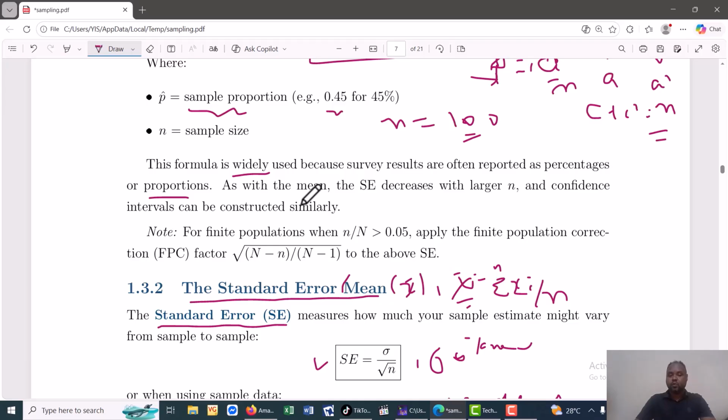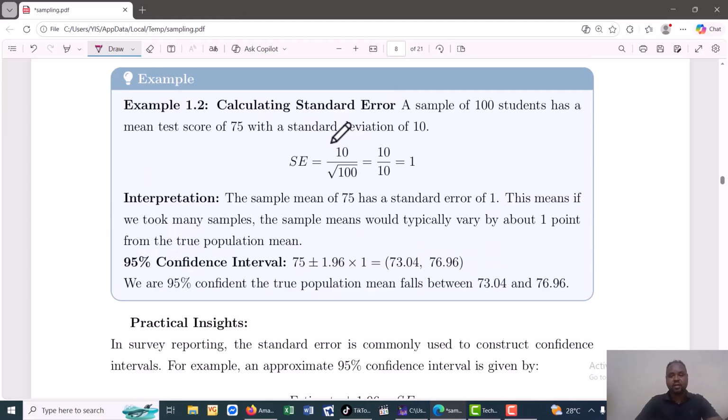As with the mean, the standard error decreases with larger n, and confidence intervals can be constructed similarly. Let us see one example of computing standard error. A sample of 100 students has a mean test score of 75 with a standard deviation of 10. What is the standard error? The standard deviation is 10, divided by the square root of n, where n is 100. So 10 by 10, which is 1.